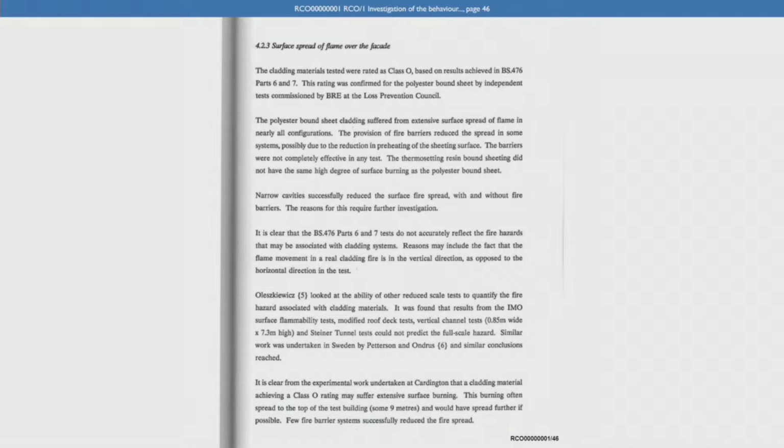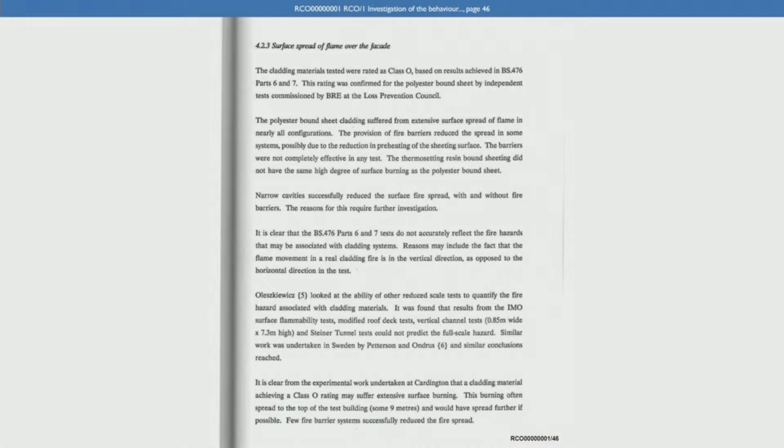And then the last paragraph on that page says, "It is clear from the experimental work undertaken at Cardington that a cladding material achieving a Class 0 rating may suffer extensive surface burning. This burning often spread to the top of the test building, some 9 metres, and would have spread further if possible. Few fire barrier systems successfully reduced the fire spread."